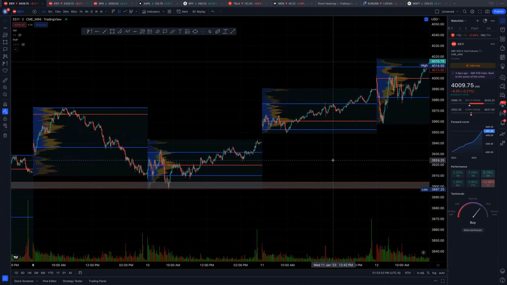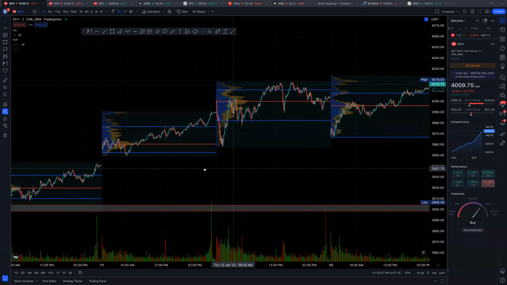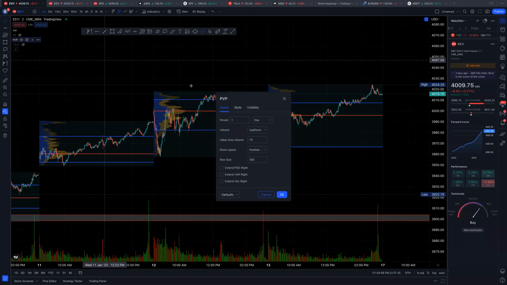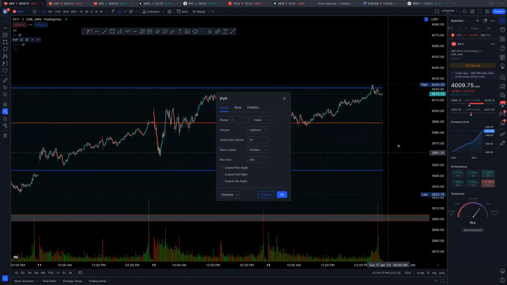Can you give us an example for your trade? Let's see. So I actually took this trade on futures earlier. I think it was last night or today. Actually, I think I took it twice. And I used the weekly point of control.